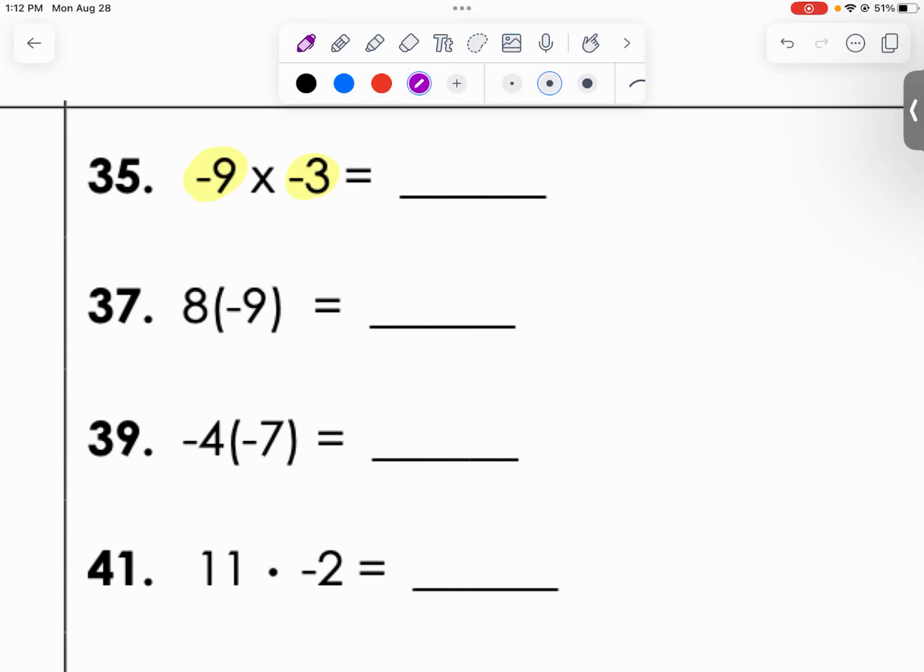Go back up and look at what we wrote down. If they're the same sign, what kind of answer are we going to have? We're going to have a positive answer. So this is going to be a positive number, and we know that 9 times 3 is 27. So this is going to be a positive 27 because I'm multiplying two numbers that are both negative.